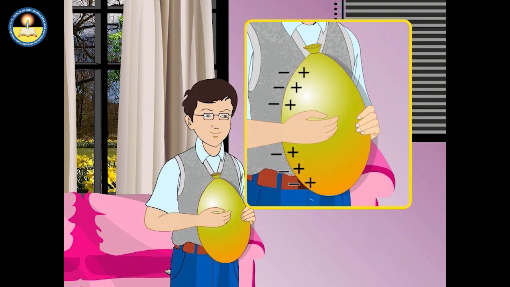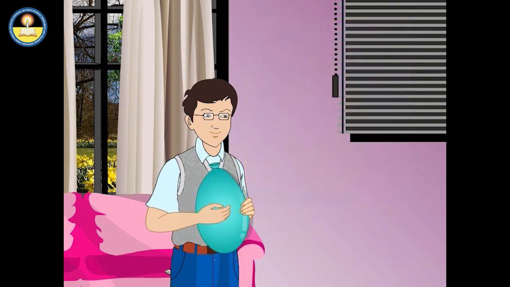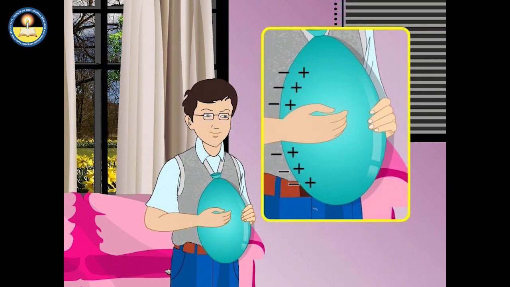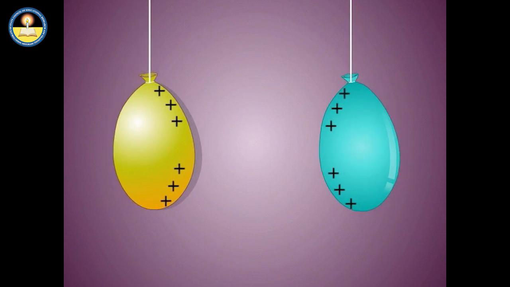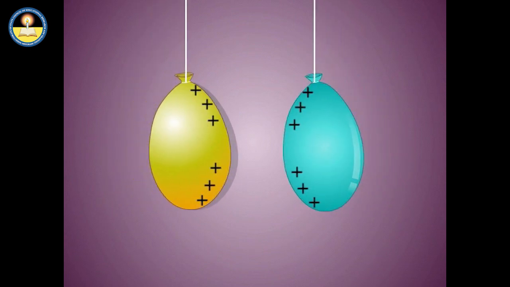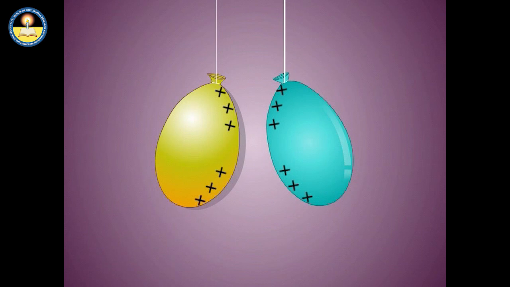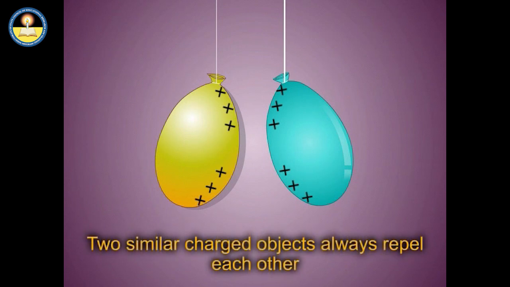Electrically charged bodies may repel or attract each other. For example, let's take one more positively charged balloon. When the two positively charged balloons are brought close to each other, they repel each other. This shows that the two similar charged objects always repel each other.